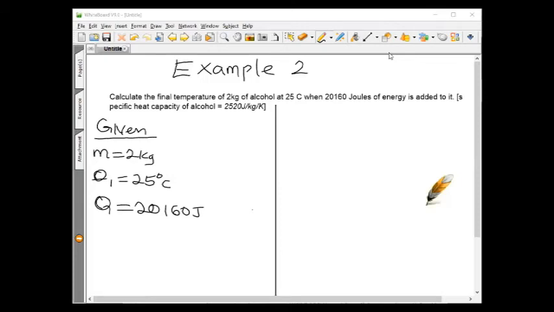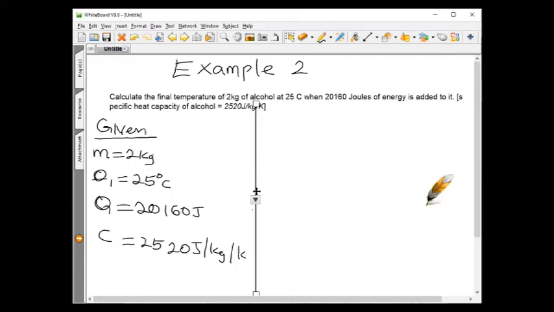Okay. And what else do we have? Then we have the specific heat capacity of alcohol, that is C. We have C of alcohol to be given as what? 2,520 joule per kilogram per Kelvin. So that's all.